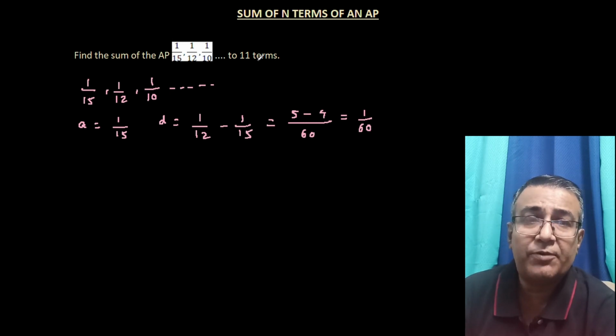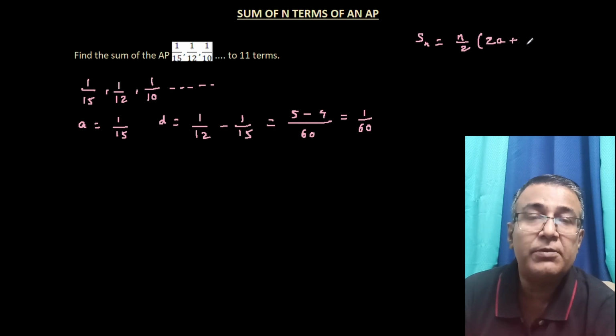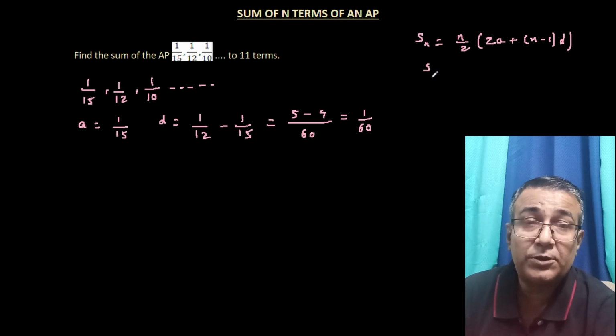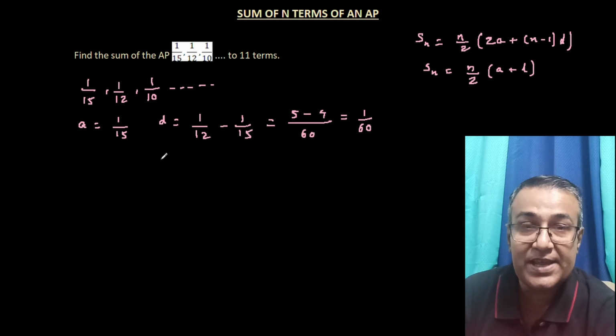Next, let's write the formula for the sum of n terms of an AP right here. The sum of n terms, which can be denoted by Sn, can be written as n upon 2, where n is the number of terms, times 2a plus n minus 1 times d, where a is the first term and d is the common difference. We have another formula for the sum of n terms also, and that is Sn equals n by 2, where n again is the number of terms, times a plus l, where a is the first term and l is the last term, in case that is given to you.